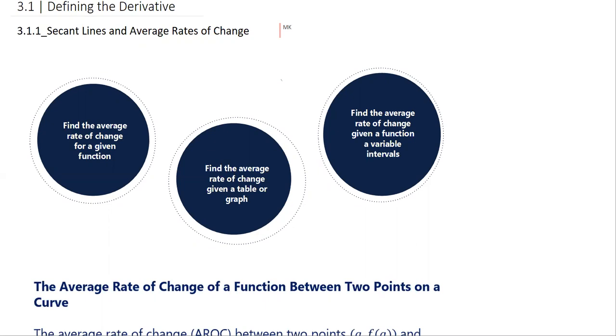This is to do with secant lines and average rates of change. We did see an introduction of this when I gave you a preview of differential and integral calculus in 2.1. Here we're going to go a little deeper into understanding secant lines and average rates of change so that we could use it to build our definition of the derivative. So we have three objectives, as you can see here. Let's start with the first one, which is the average rate of change of a function between 2 points on a curve.